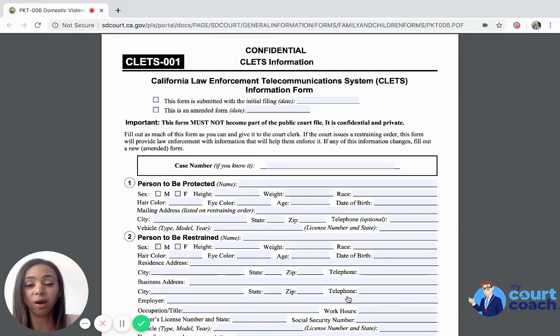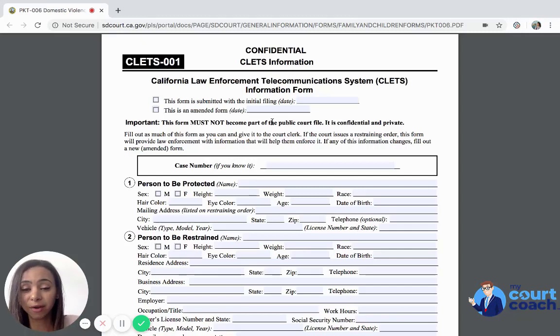So the California Law Enforcement Telecommunications System is submitted to the Department of Justice and it's distributed nationwide, so you're protected regardless of where you are within the United States of America. So it's important to complete this form, and you would be required to complete it when you return your request for a domestic violence restraining order packet.